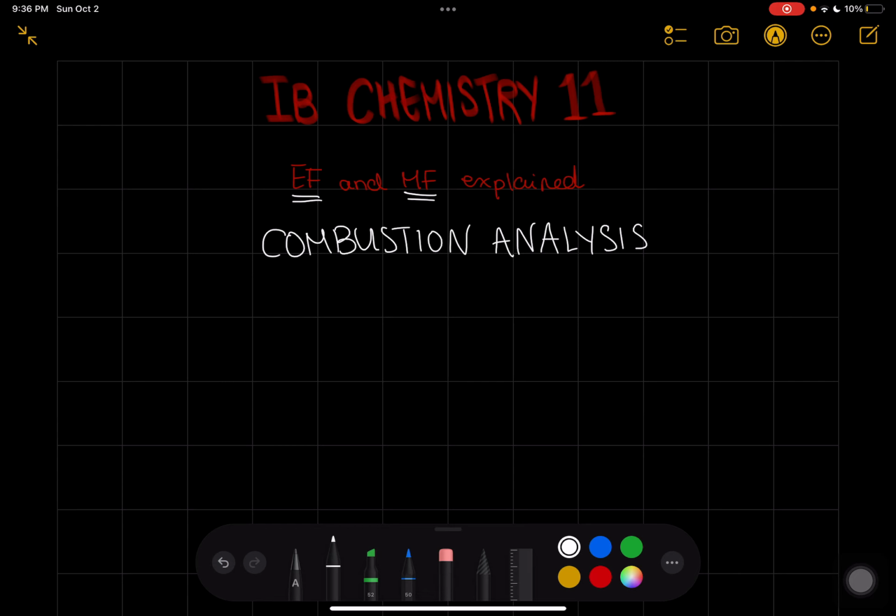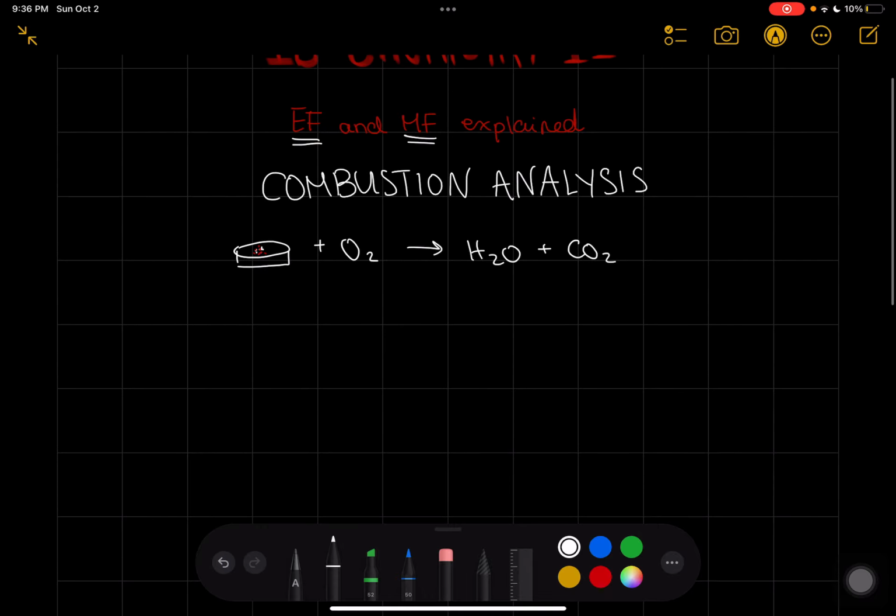So the first way you can discover empirical formulas is through combustion analysis. So what is combustion? It's when you have a substance in this little petri dish. It's red, and you add some oxygen to it, and it gives you water and carbon dioxide. So basically, when you analyze the quantities of this carbon dioxide and the water in comparison to the sample, you'll be able to establish either one of those three very easily through grams, molecules, moles, whatever you can imagine.